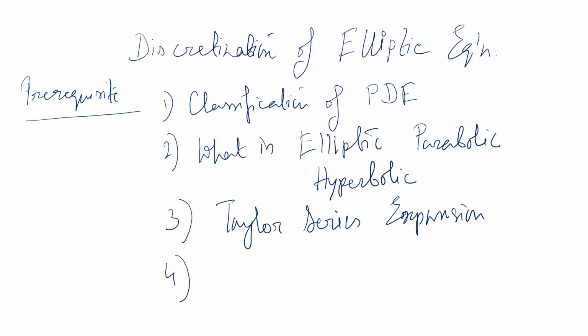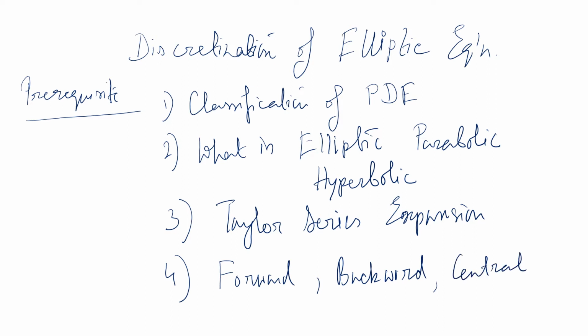How to find the forward difference, backward difference, and central difference of a partial differential equation with the help of Taylor series expansion. I have already discussed this in my earlier videos, so you can refer to them. I have given the link in the description.